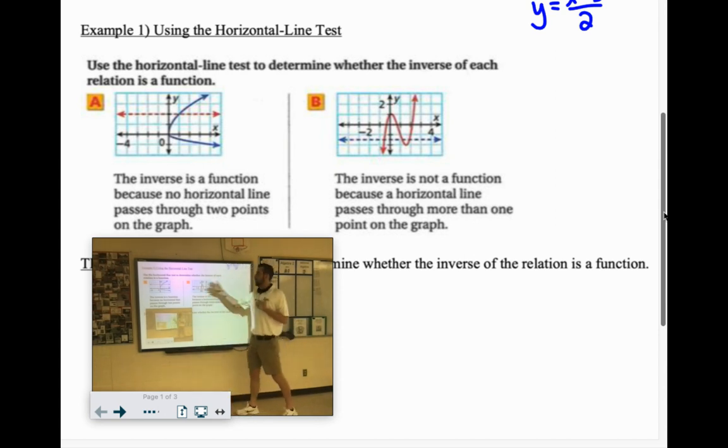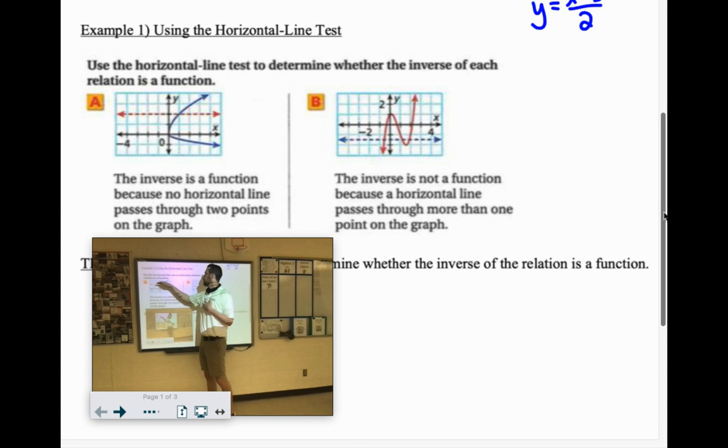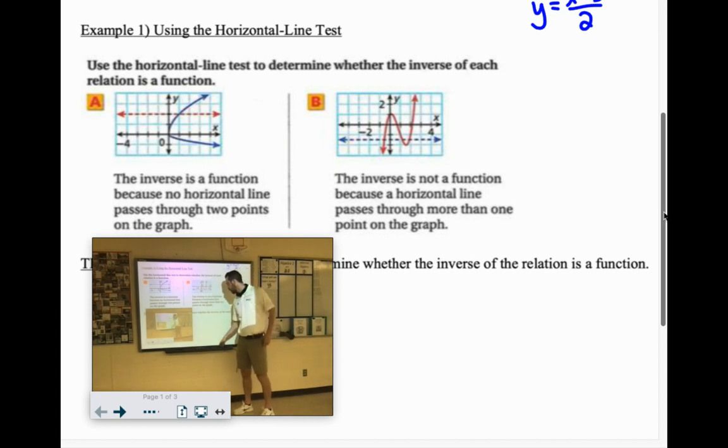So if you look at example A here, if you draw a horizontal line anywhere through that, it's not going to hit the graph more than twice. Whereas on B, if you draw this horizontal line here, it hits it 3 times. So it's not an inverse function. The inverse is not a function.